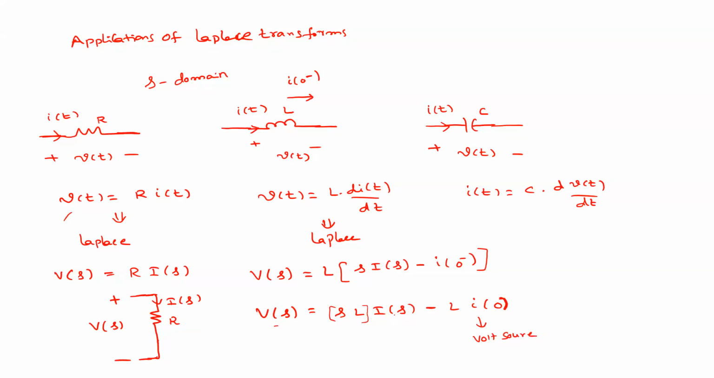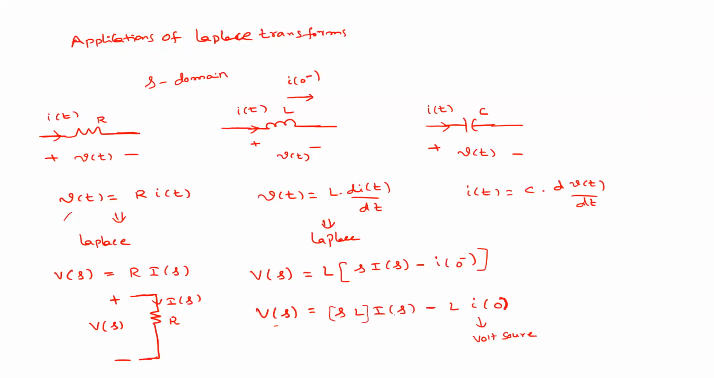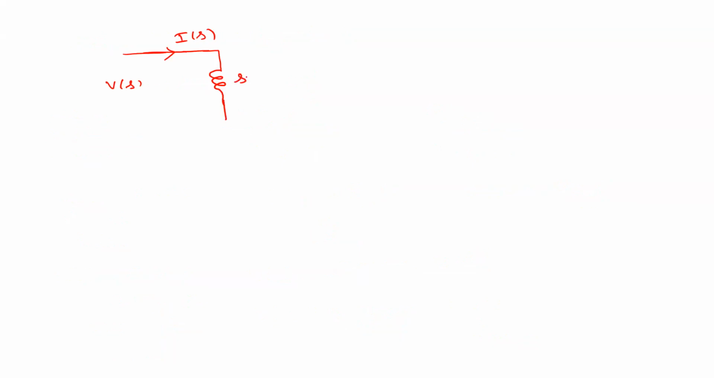So how to designate this into a closed circuit? Can we write like this? You have V of s, you have an inductor here, and this current is I of s. What is the value of this inductor now? This is I of s, so this drop is the value. What is the value of inductor in S domain? It is s into L. Agree?